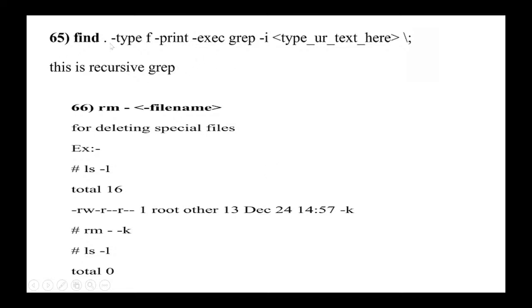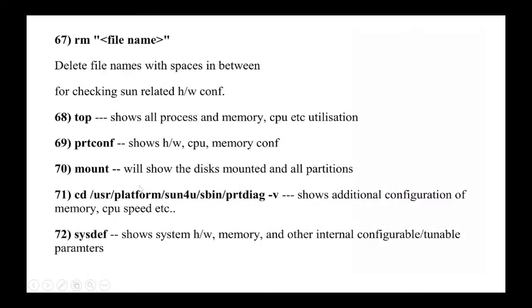find . -type f -print -exec grep -i 'your text here' {} \; This is a recursive grep. Then rm -- filename for deleting special files. Then rm 'file name' deletes file names with spaces in between.